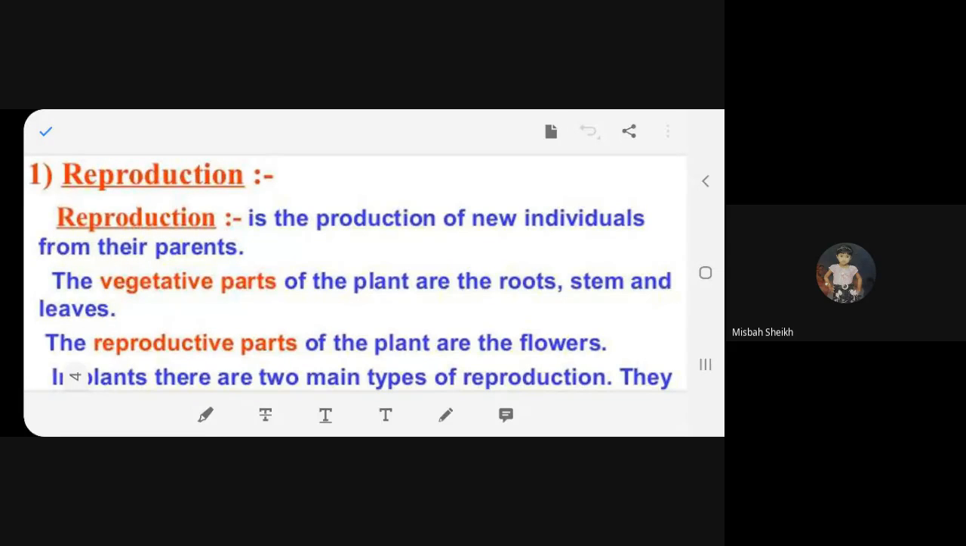Yes. We also know the vegetative parts are minus flowers. Everything will be on the vegetative parts without flowers. That is root, stem, and leaves. What about the reproductive parts? Only flowers. This much have you understood? Yes. Okay.